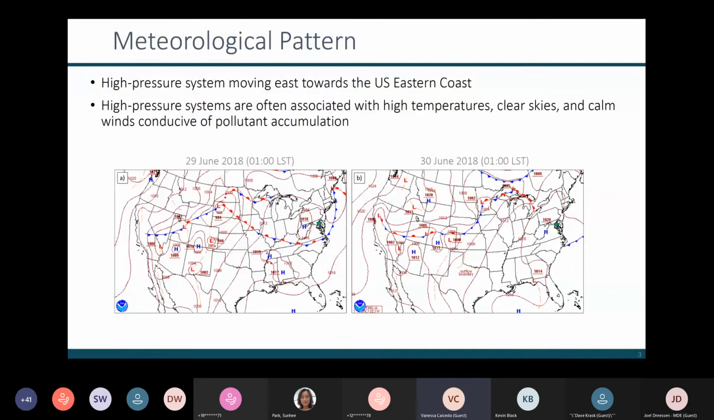So just a little bit of background for these 2 days. We had a high pressure system that was slowly making its way towards us on the East Coast. It's a little bit hard to see, but we're around where that green star is. June 29th starts with that high pressure system more to the west of us, and then slowly makes its way over us. High pressure systems are typically associated with ideal conditions for pollutant accumulation. We talked about that a little bit before: high temperatures, clear skies, and calm winds.